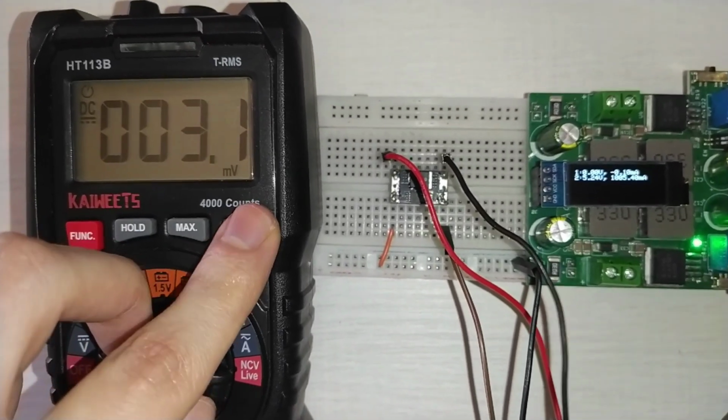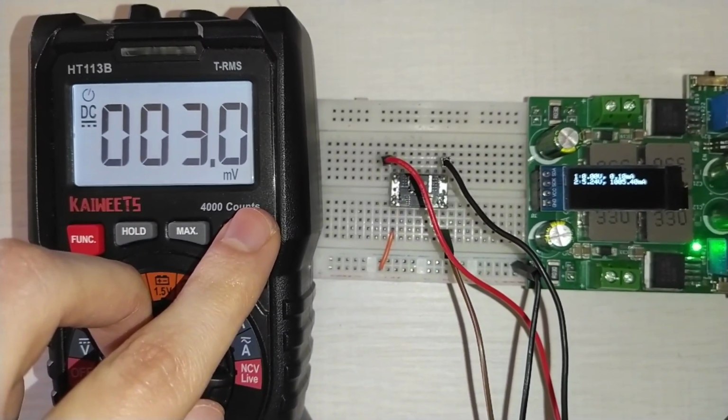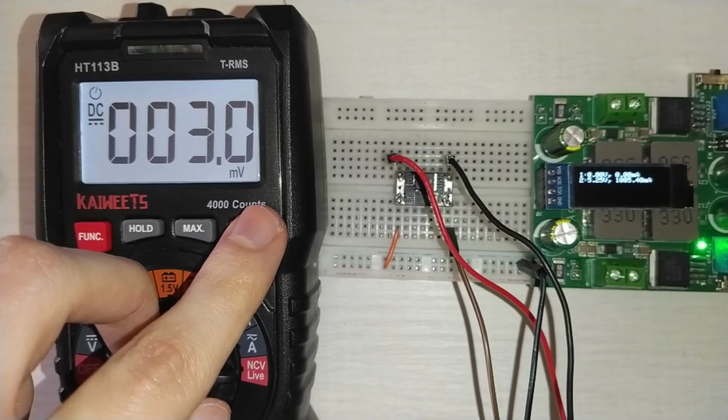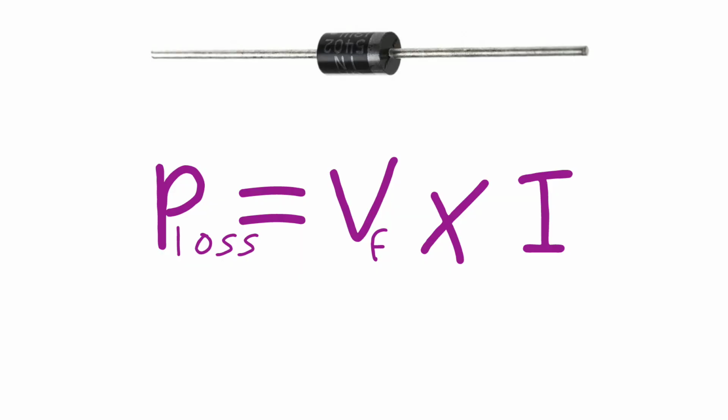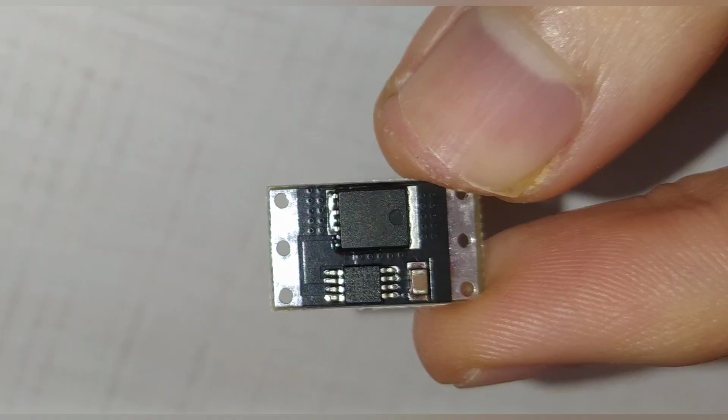Oh, that's amazing, just a bunch of millivolts. This low voltage drop will lead to more efficient designs. See, when we apply some current to our real diodes, the dissipated power is the V forward times the current. But for our ideal diodes, how does an ideal diode even work?